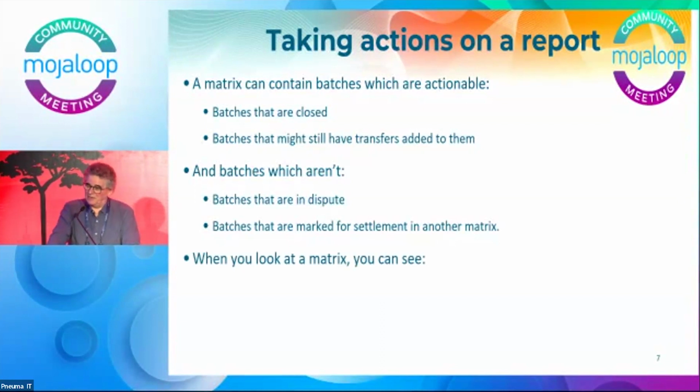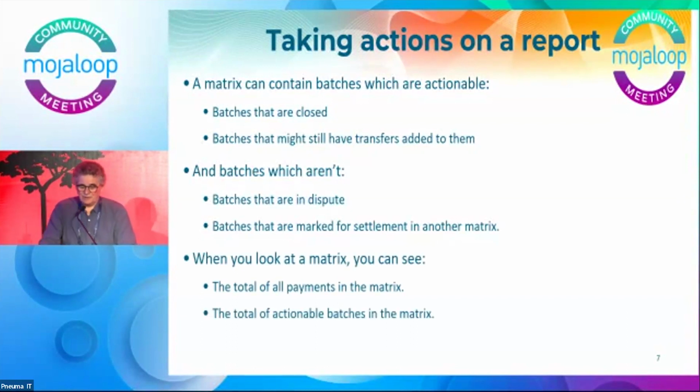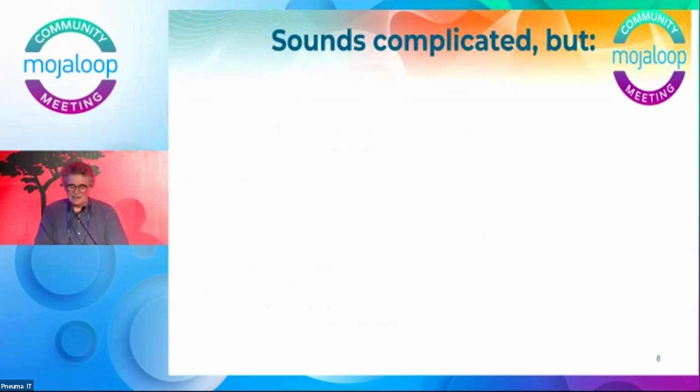So when you look at a matrix, again, you'll see this when Jason shows it to you, you can see the total of all the payments in the matrix and the total of the actionable batches in the matrix. And the total of the actionable batches in the matrix is the total that will be settled if you choose to settle that matrix. So it sounds complicated, but in practice, I think you'll see that it's not as complicated as it looks.